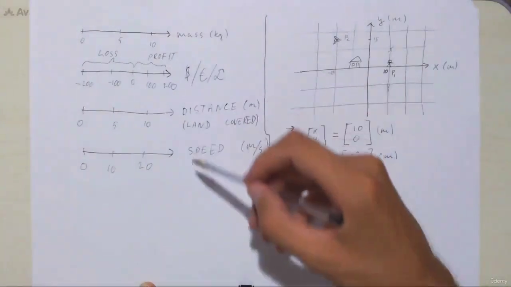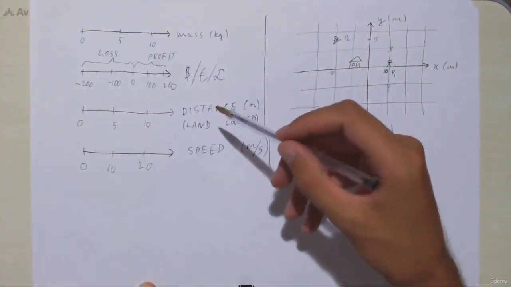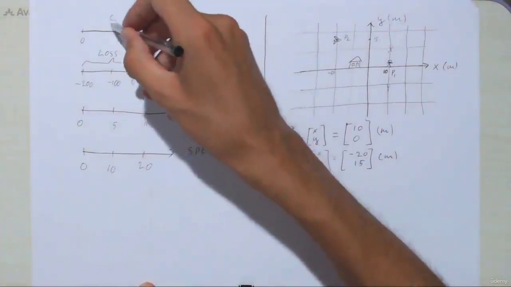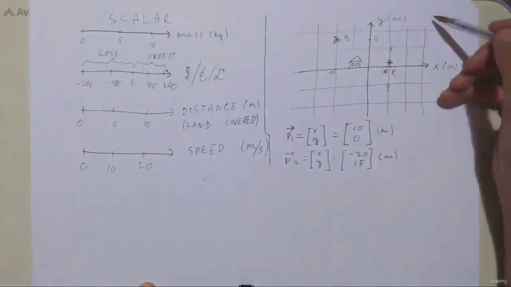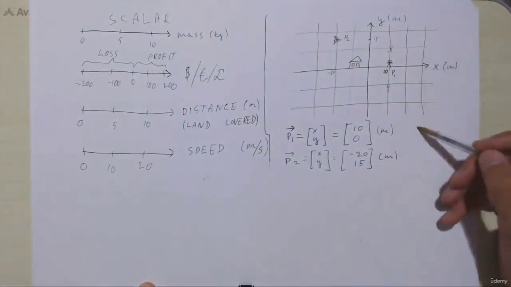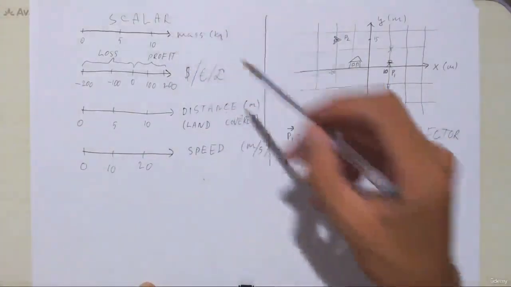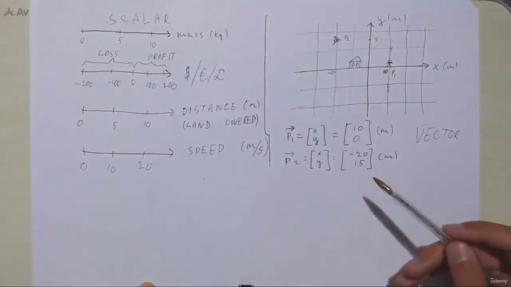So these quantities here, for which you only need one number line, you call them scalars. And here, this is a vector. And essentially, if you think about it, then a scalar is just a one-dimensional vector.